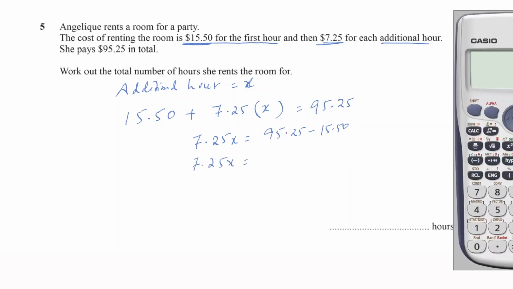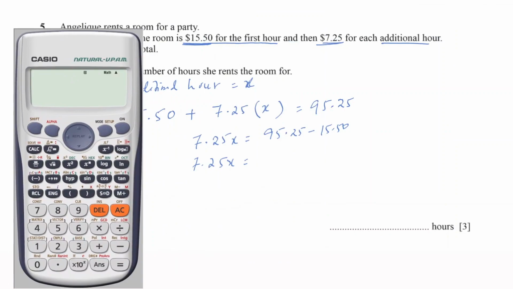Okay, so we have 95.25 minus 15.50. Oh, sorry, 95.25 minus 15.50, and that gives me 79.75.